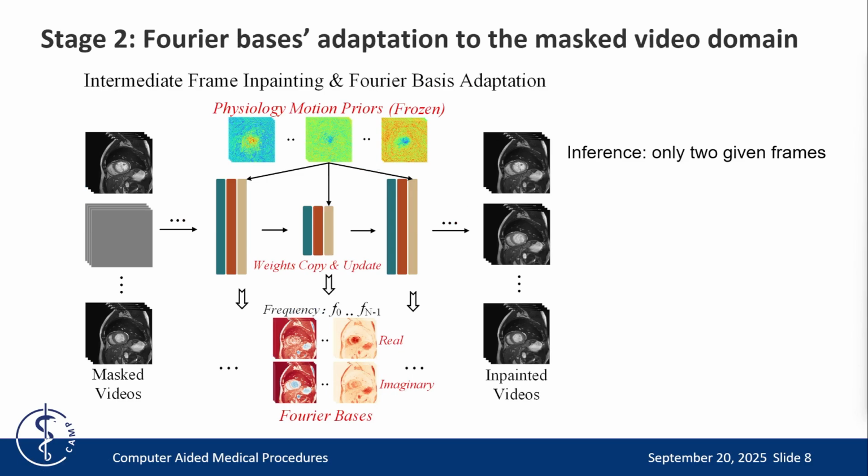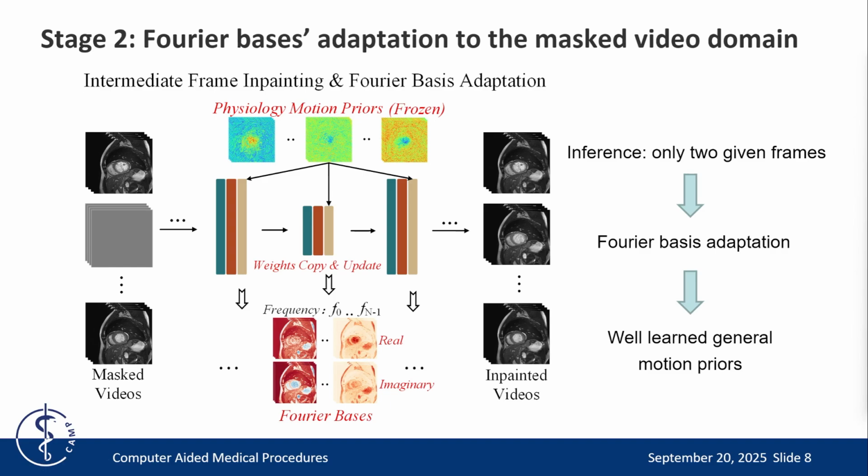In stage 2, since at inference we only have 2 frames, the starting and ending frames. But in stage 1, the input is a complete video sequence. So we need to adapt the Fourier basis extracted in stage 1. Thanks to the well-known general motion patterns in stage 1, we directly adopt it here, and it's frozen. So the difference is the inputs. We transformed the previous video sequence into the masked video sequence with only 2 frames. And the extracted Fourier bases are the adapted results.